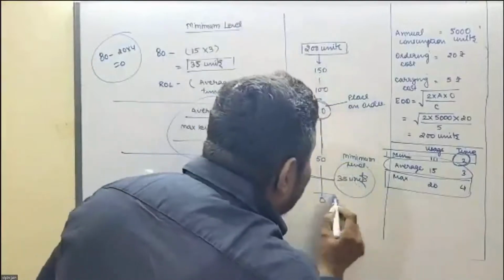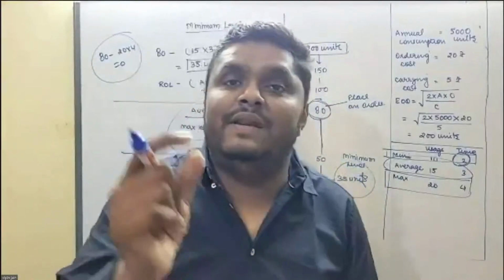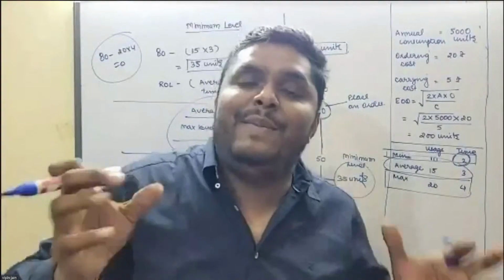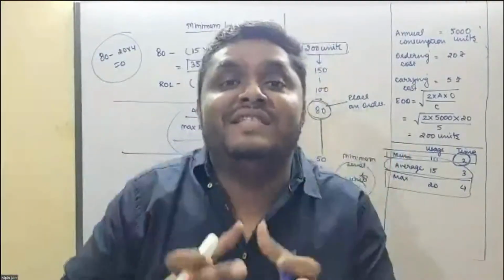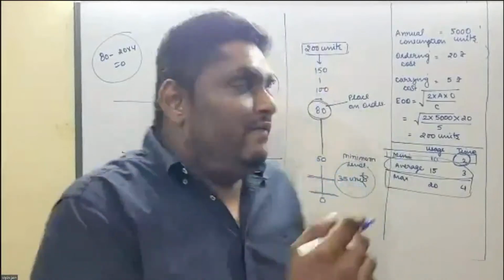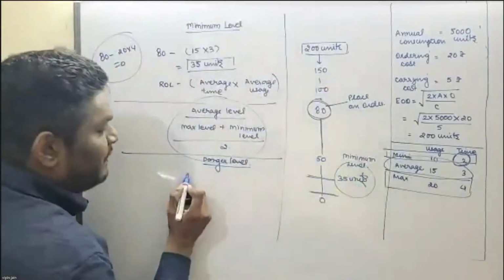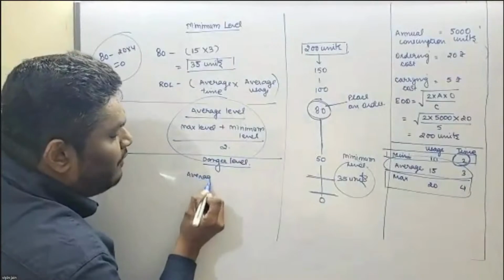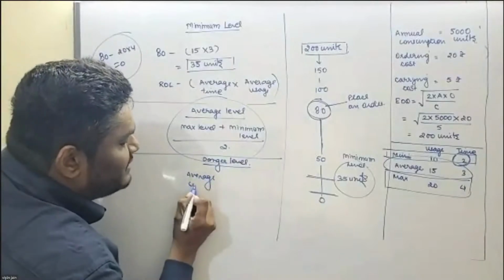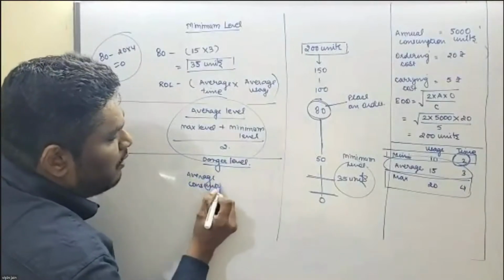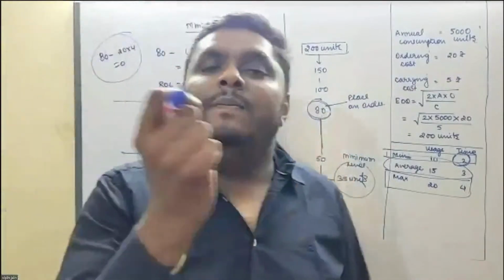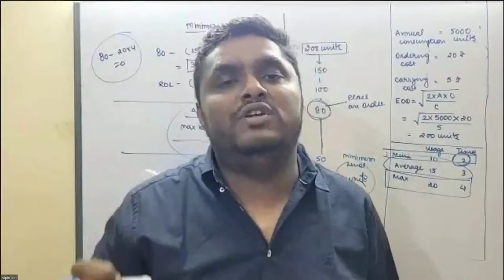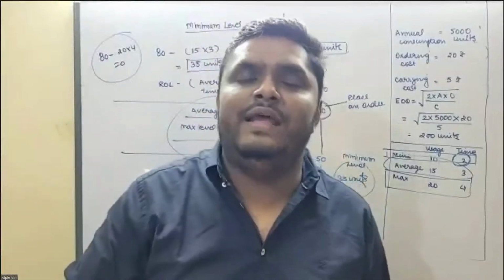That is below the minimum level, what is it? Danger level. The best example is the bike that I am having: that much petrol only that I can go to the petrol pump. That is the danger level. So when talking about danger level, how will we calculate it? We can use average consumption, or in some cases we will use minimum consumption also, but only if the question clearly specifies it.